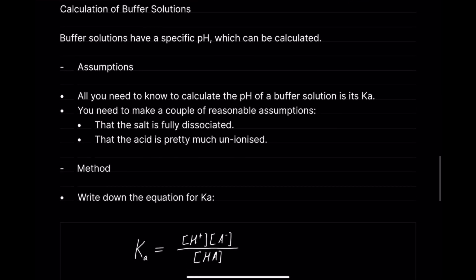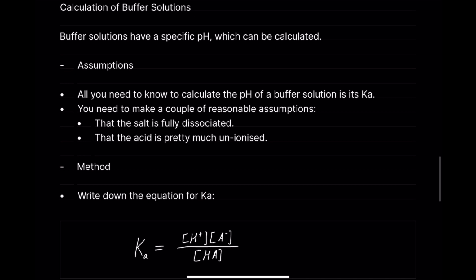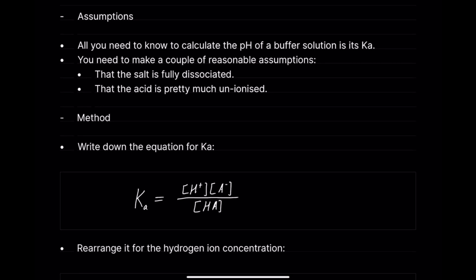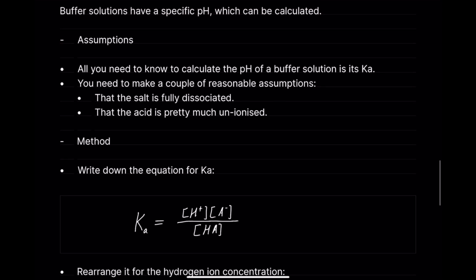But I'll say calculations of buffer solutions, right? Buffer solutions have a specific pH which can be calculated. Now, the assumption is that all you need to know to calculate the pH of a buffer solution is its Ka, because you need to make a couple of reasonable assumptions: that the salt is fully dissociated, as we've already said, and that the acid is pretty much unionized. It's very weak in dissociating in solution. That's what weak acids are. They weakly dissociate H plus ions in solution, so we can assume that they're almost unionized.